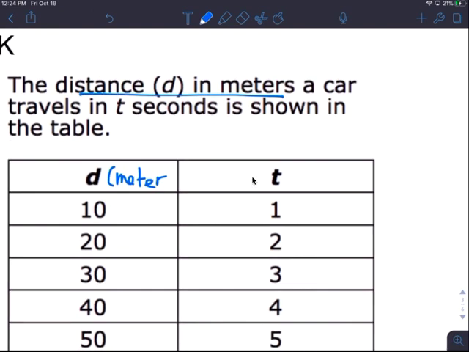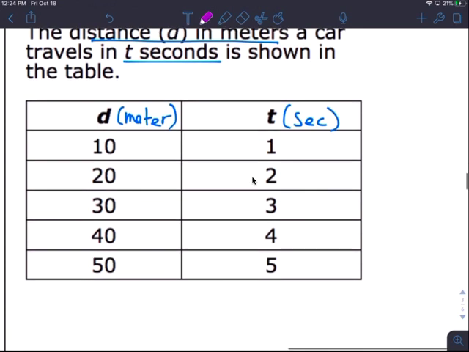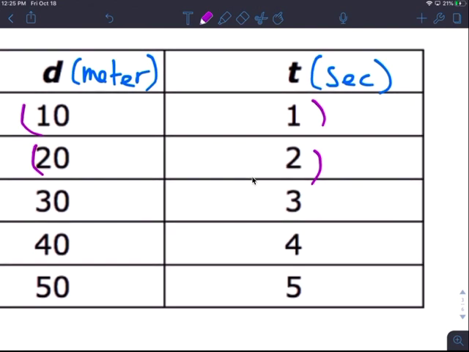In meters, a car travels in t seconds, as shown in the table. If you had to graph this, it would be 5 different dots. If you pick 2, either choose the bottom 2 or the top 2. If they're all positive, I always choose the smaller of the 2. Your answers will be the same no matter which 2 you choose. You just need to reduce more if it's a bigger number.